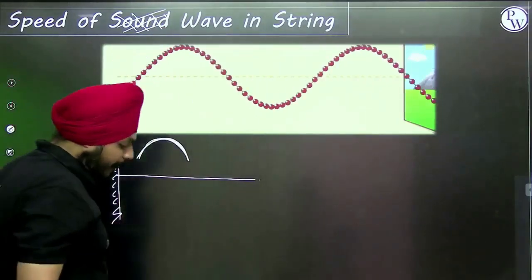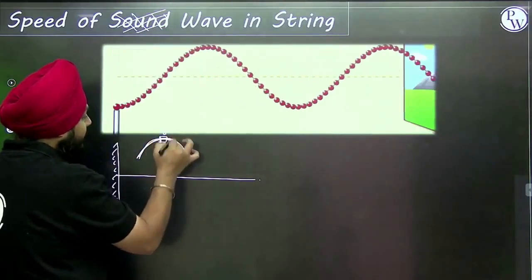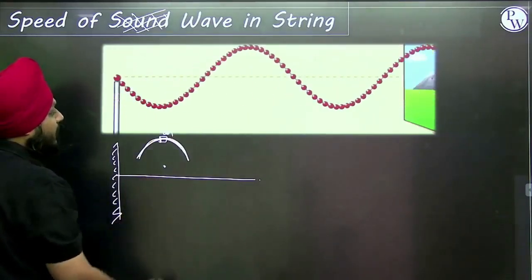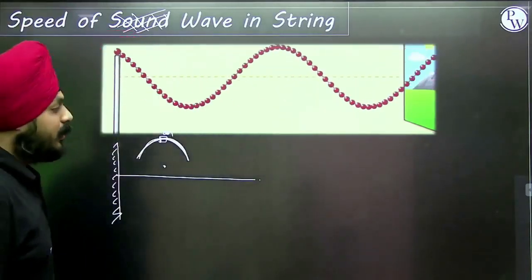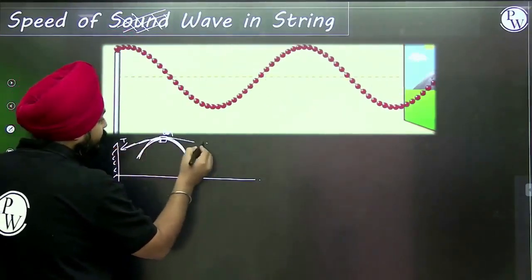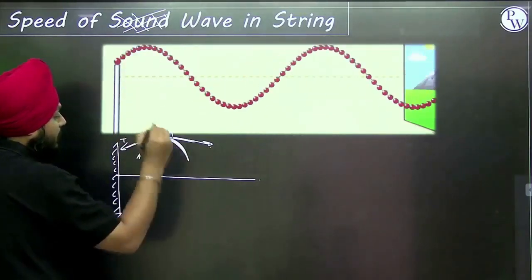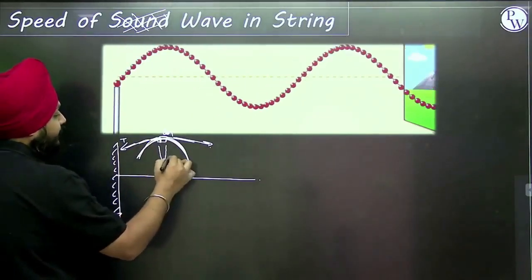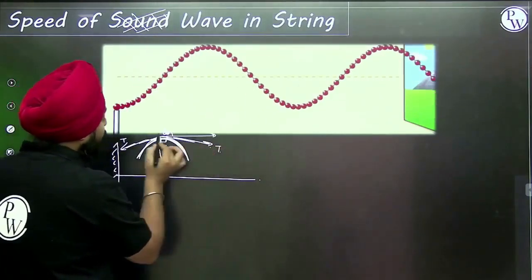What happens here? Consider a small mass at this point. At the position where there is a maximum displacement of the particle, the particle of mass dm is facing the tension on the opposite sides. Basically tension is having two components.